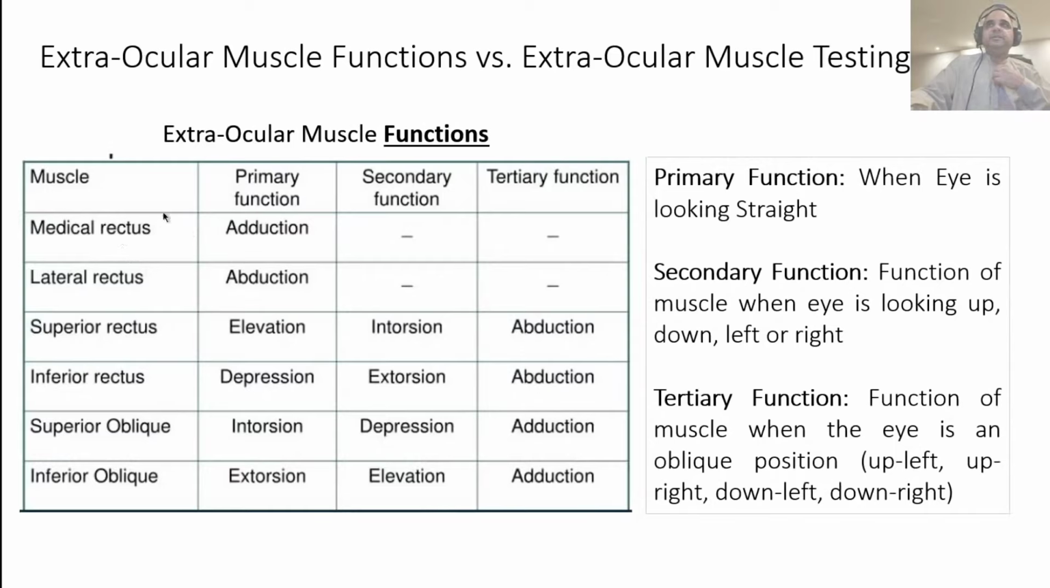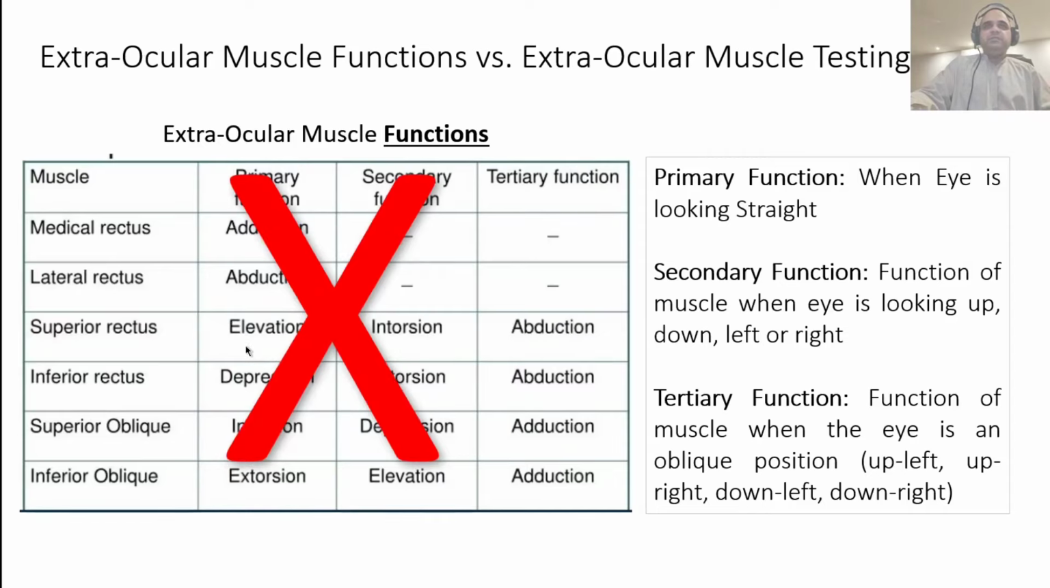And as you can see, apart from the medial and lateral recti, which only have one function, every other muscle has a different function depending upon where the eyeball is. Primary function is when the eye is in primary position. Primary position is looking straight. A secondary function is when the muscle starts working when the eye is in any of the secondary positions: left, right, up, down. And a tertiary function is when the eye is in one of the oblique positions: up left, up right, down left, down right. So remembering this is really difficult and we don't do this.